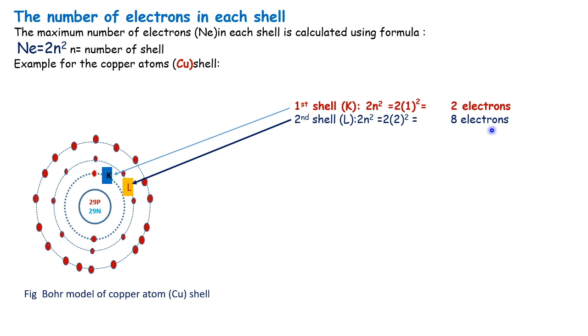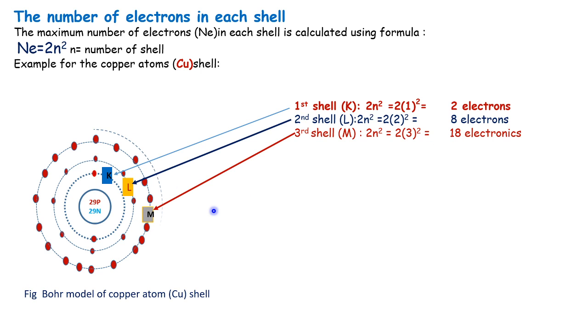In the third cell, how many electrons? That can be determined like this. Suppose that cell or orbit is named M, and the electrons in the third cell, the M cell, is equal to 2n². n is equal to 3 here. So 3 squared is 9, multiplied by 2 is 18. 18 electrons in the third cell. So these are the 18 electrons.